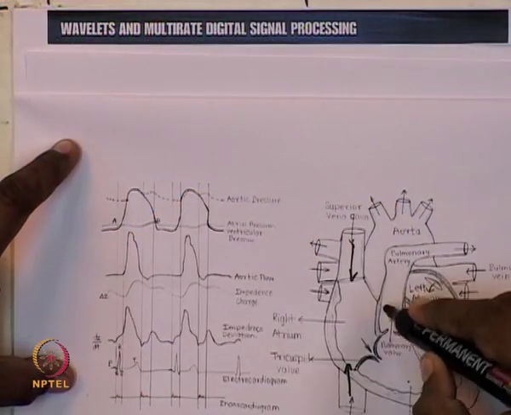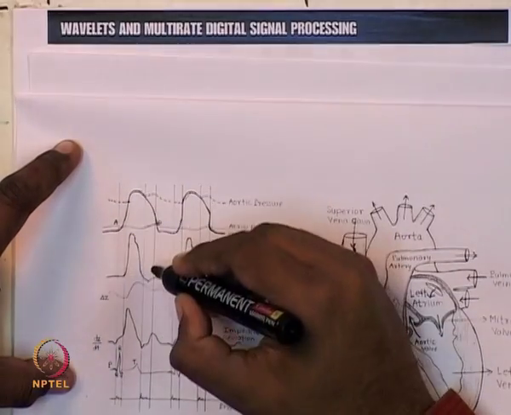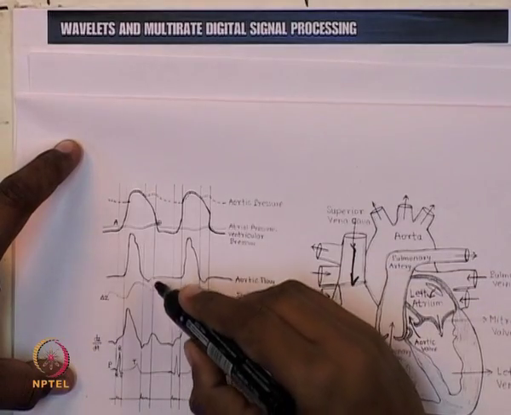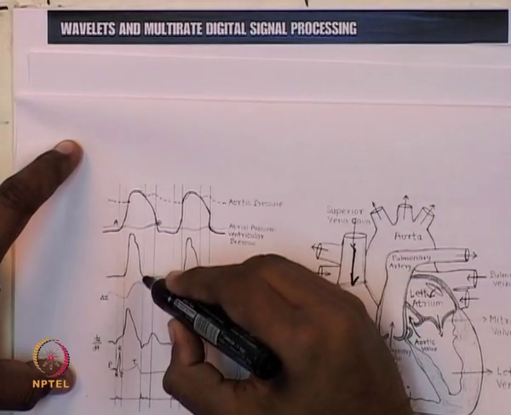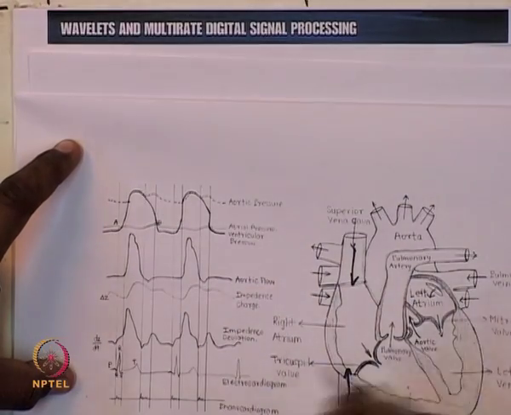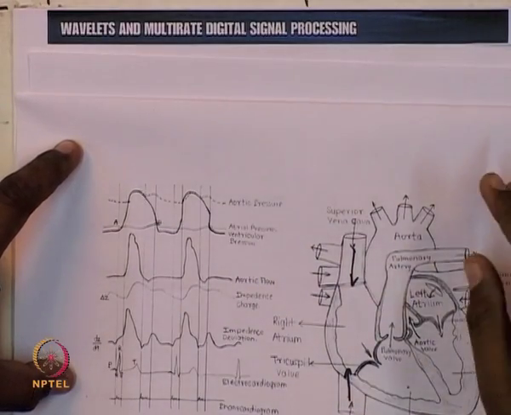This will be pulsatile, and when this valve is opening, a sudden blood flow will happen, and it will continue for a moment, and once the valve closes, flow stops again. Again in the next cycle it will continue.